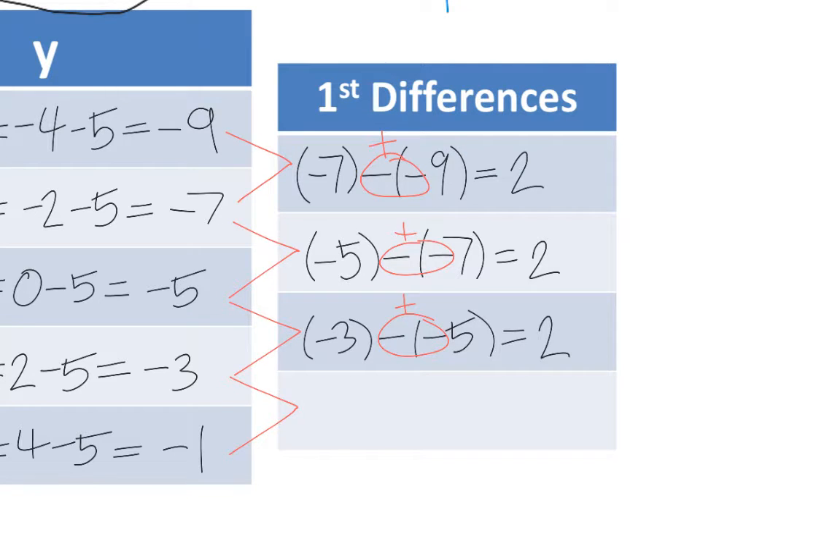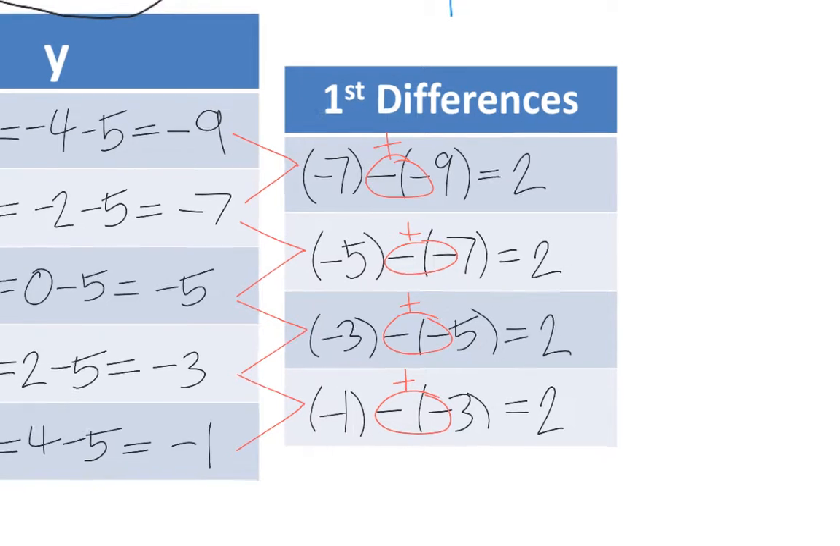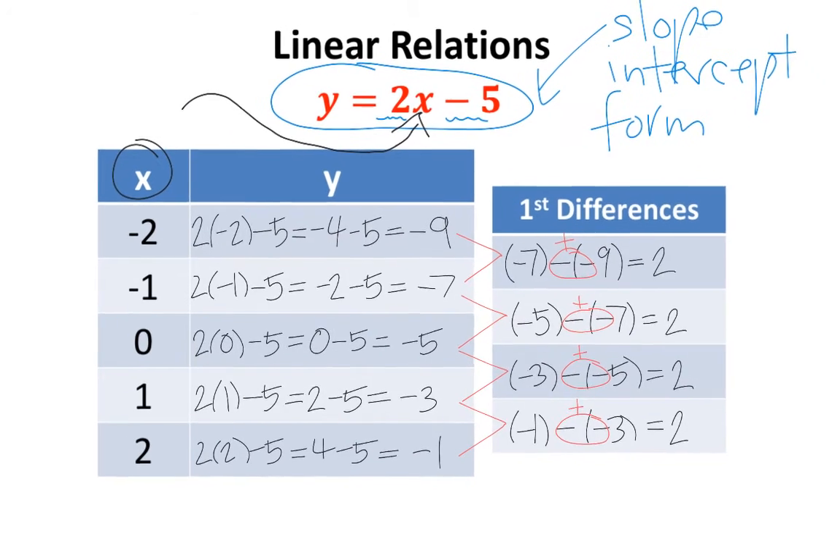And last but not least, I have negative 1, and I'm going to subtract the previous number, which is negative 3. So when you have two negatives together, that becomes a positive, and negative 1 plus 3 is 2. Therefore, you can see that the first differences are all the same for linear relations.